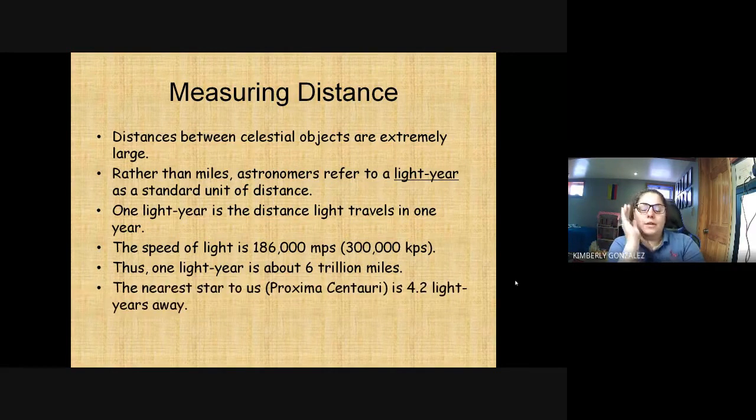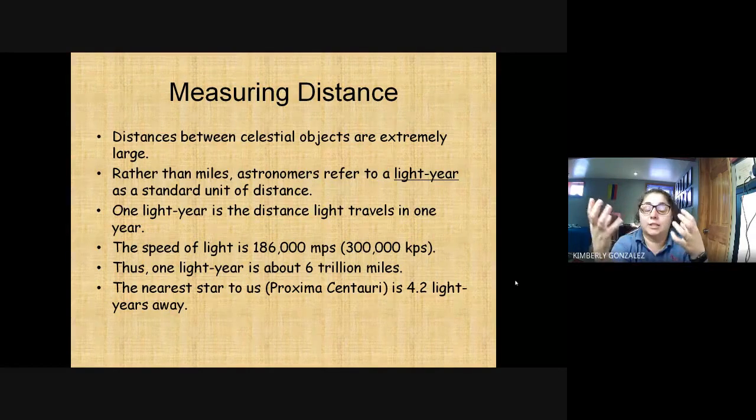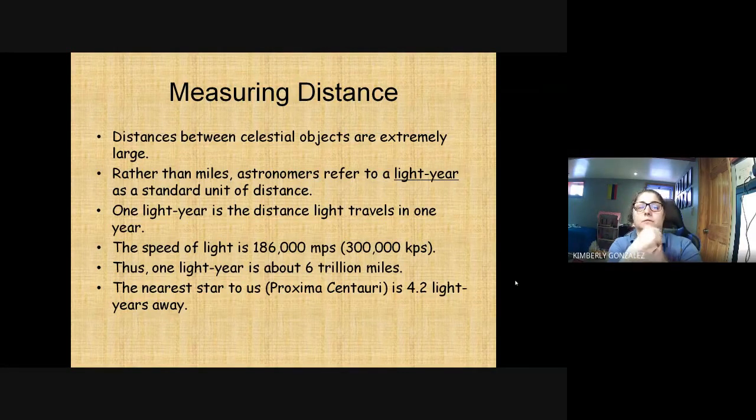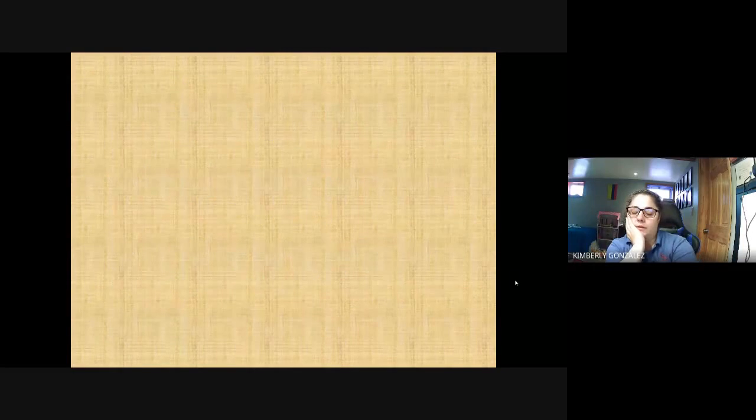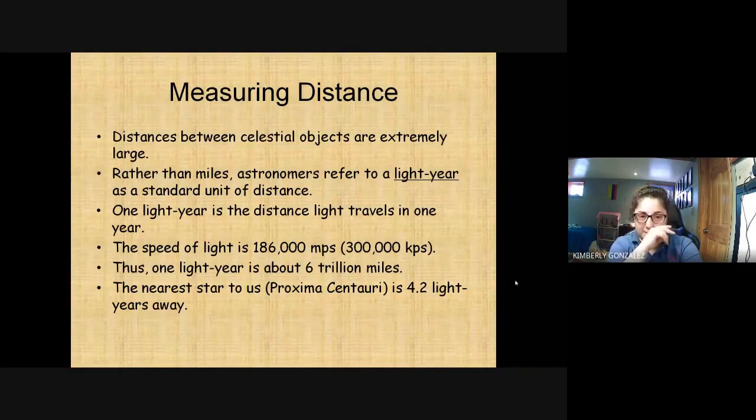The nearest star to us is Proxima Centauri. It is about 4.2 light years away. So basically, if you take 6 trillion and multiply it by 4.2, that's how many miles away it is. So it's about 24.8 trillion miles. That's a lot. It's a lot of miles. I'll give you guys another second to copy that down.